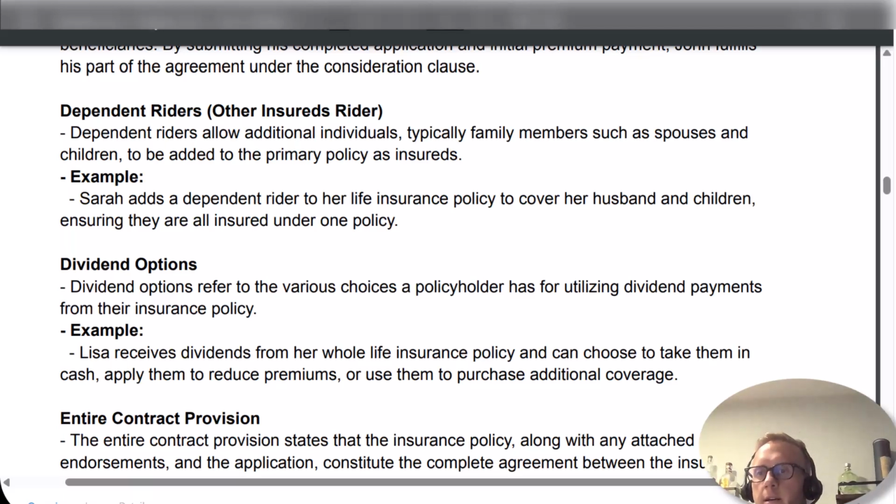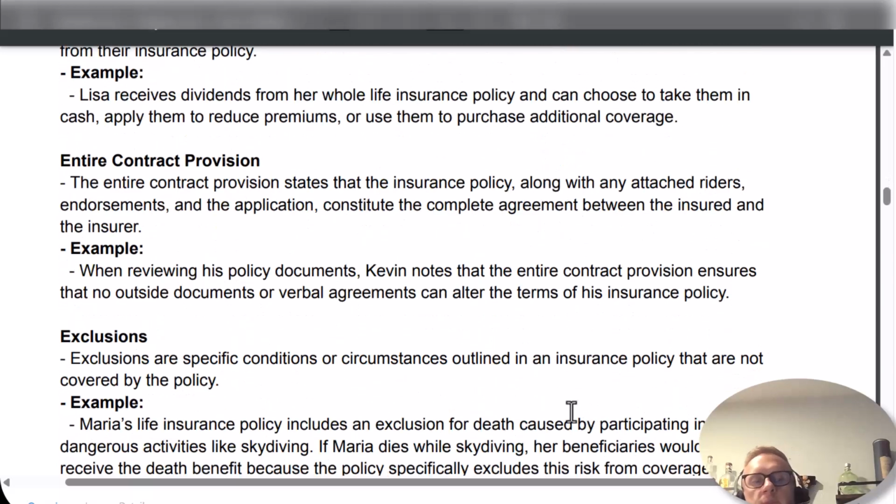Okay. Dividend options. So we've gone over a couple of these, but dividend options refer to the various choices a policy owner has for utilizing dividend payments from their insurance policy. Example, Lisa receives dividends from her whole life insurance policy and can choose to take them in cash, apply them to reduce premiums, or use them to purchase additional coverage. So in these chapters, you do learn about what the different dividend options are. So we have the entire contract provision.